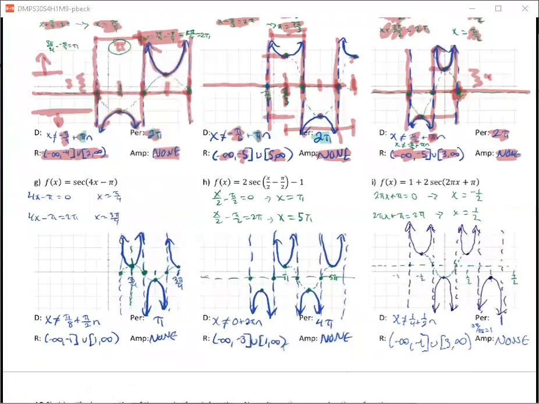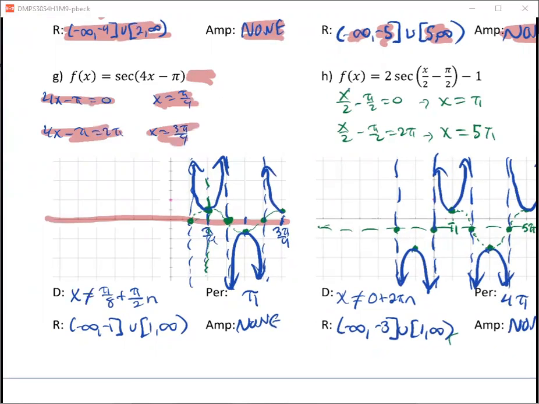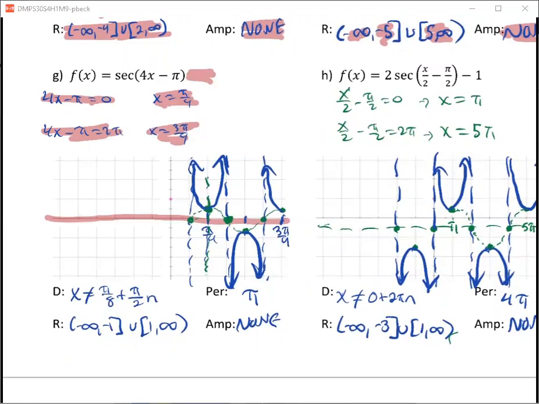And then when we throw all of our pieces together, on this one, there is no vertical shift. We see that. Set what's inside equal to 0 and 2 pi, and that gives us x is pi over 4 and 3 pi over 4. So I need to put pi over 4 and 3 pi over 4 on here appropriately. Please, please, please, don't just put it as small of a graph as possible.